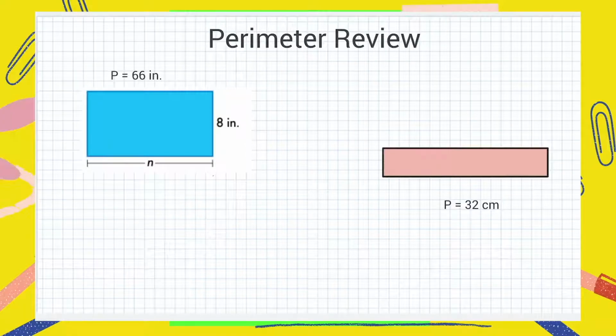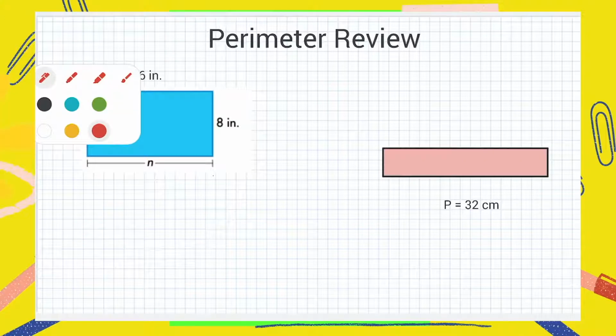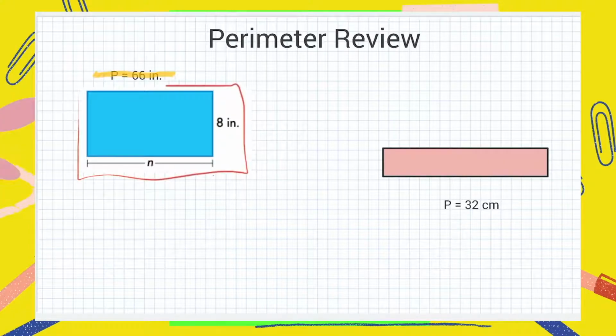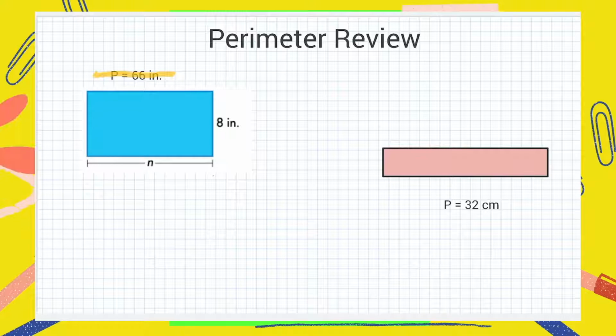Okay, let's review perimeter. Let's take a look at this first blue rectangle. Remember from last week, the perimeter is the total distance around an object, or the sum of all of its sides. Let's take a look at this first problem. I can tell from the information given to me that this rectangle has a total perimeter of 66 inches. That means the total distance around this rectangle is going to be what?